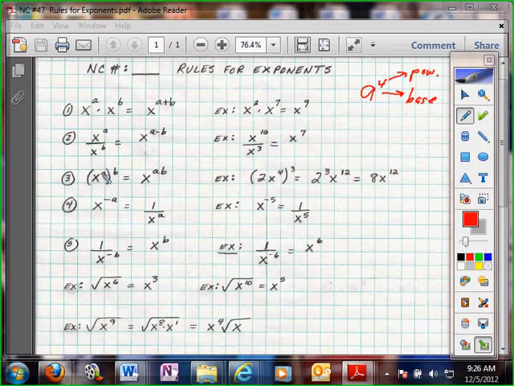Number three, if I have a single term with a power inside parentheses and another power outside the parentheses, the law says to multiply the two powers. So this becomes x to the a times b. And so in the example, I have more than one term. I have a 2 and an x to the 4th. The power of this 2 is 1.